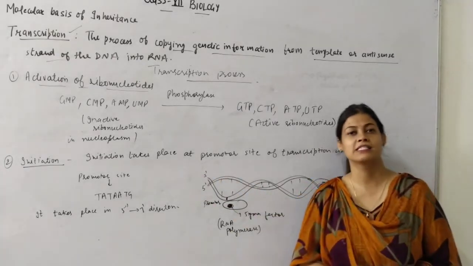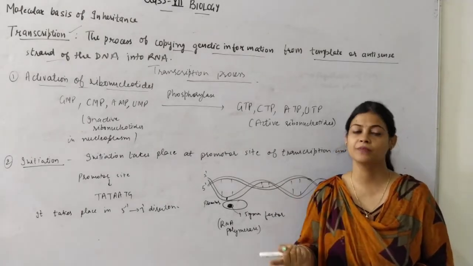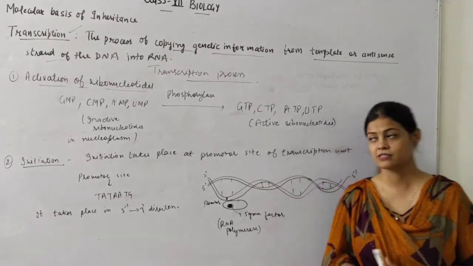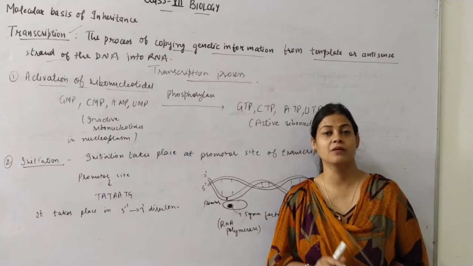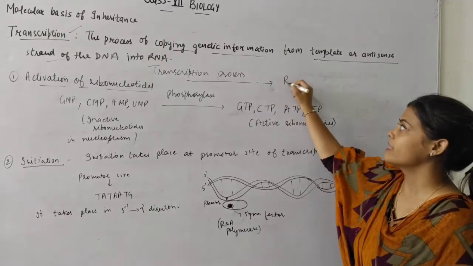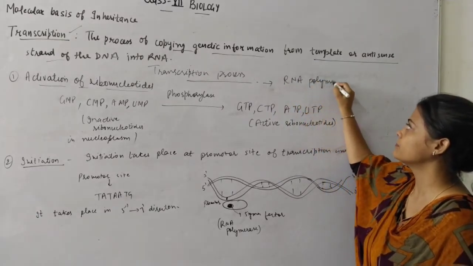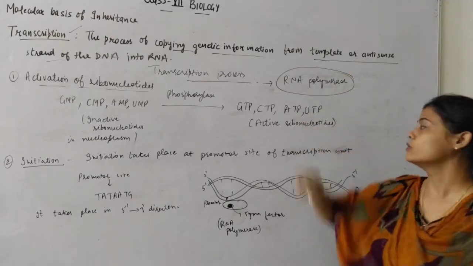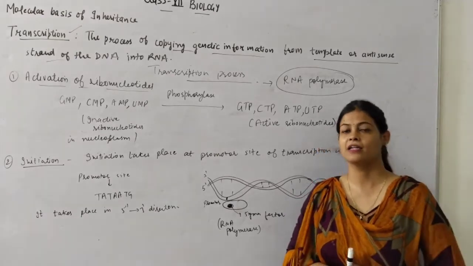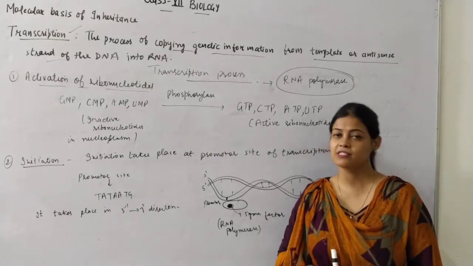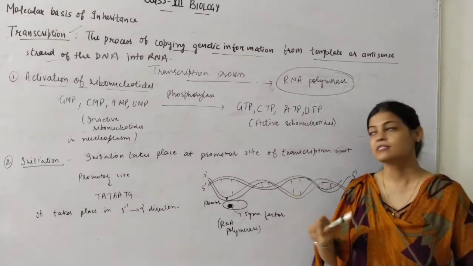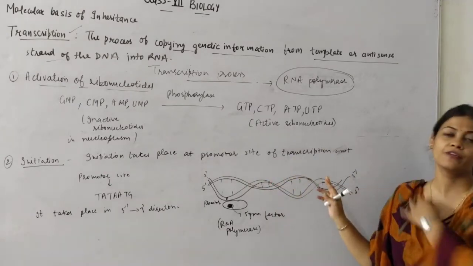Initiation, as I told you, in the transcription unit, there was a promoter site and a termination site. So the promoter site is the site where the actual transcription starts. You know that in case of DNA replication, the main enzyme was DNA polymerase, and in the transcription process the main enzyme is RNA polymerase. तो इस पे भी अगर कॉम्पिटिटिव एग्जाम्स वगैरह में क्वेश्चन आ जाता है, the main enzyme in RNA transcription is RNA polymerase, and for DNA replication is DNA polymerase. So initiation will start at the promoter site. So initiation takes place at the promoter site of the transcription unit.